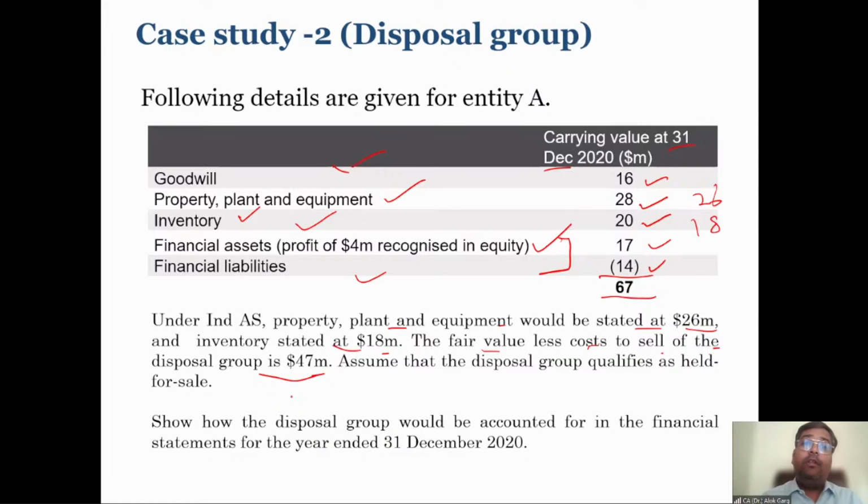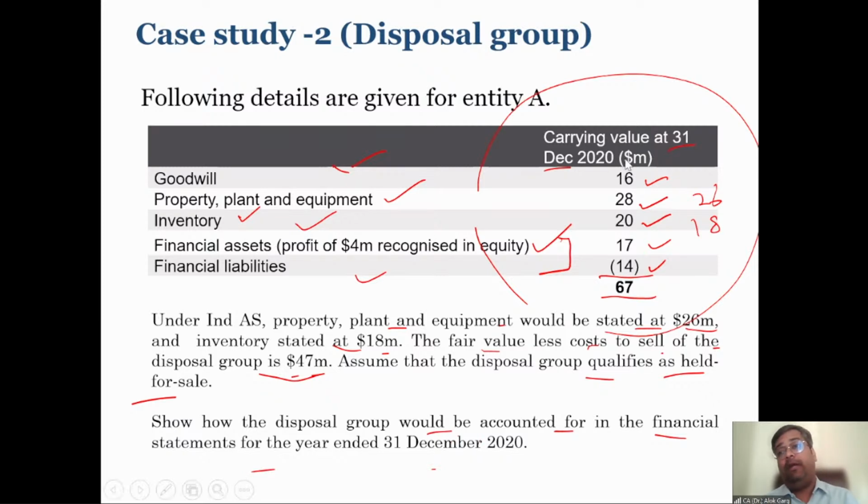And step number two, the fair value less cost to sell of this entire disposal group is given at 47 million. Assume that the disposal group qualifies as held for sale. You are required to show how the disposal group would be accounted for in the financial statement for the year ended 31st December 2020.